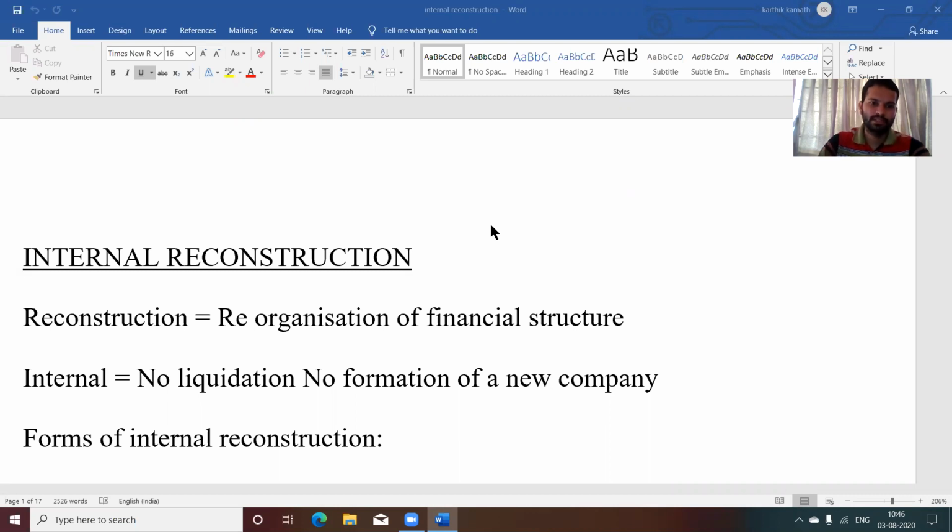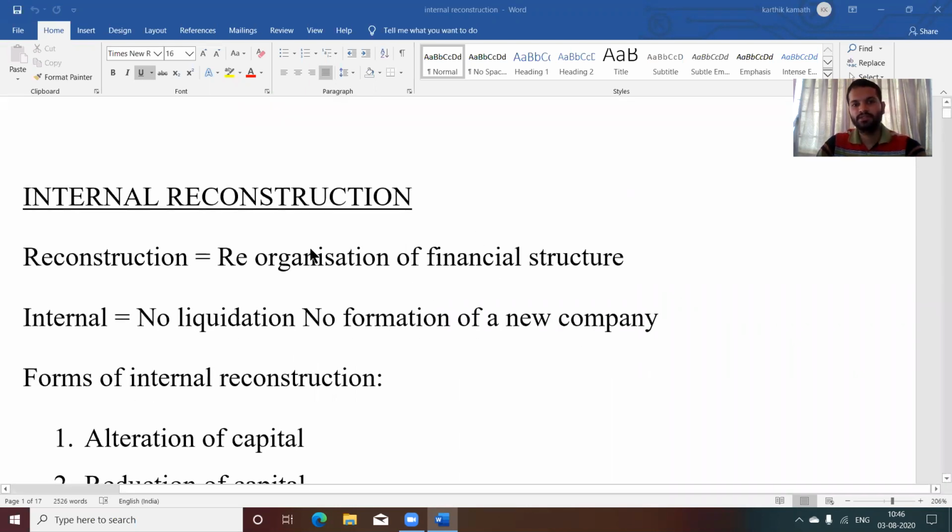Today we are going to discuss internal reconstruction. So, what do you mean by internal reconstruction? First of all, reconstruction means reorganization of financial structure. That reorganization can be done externally or internally.